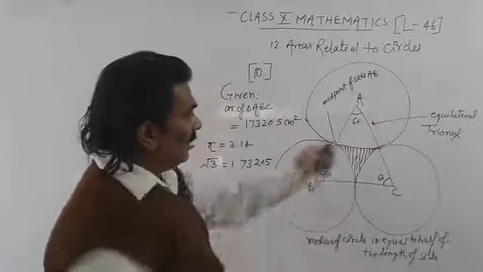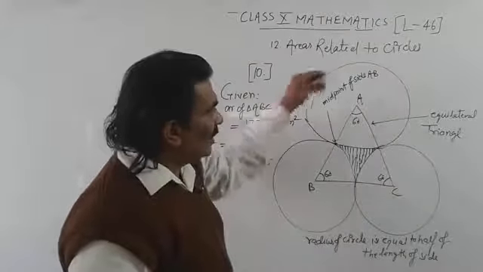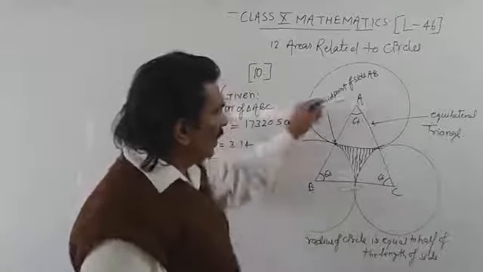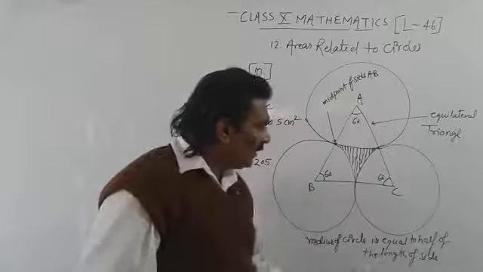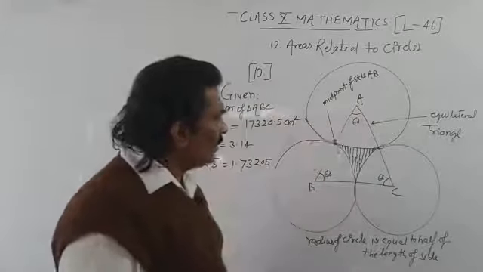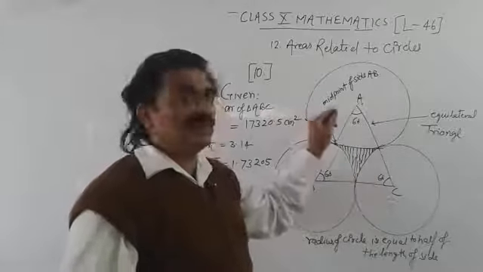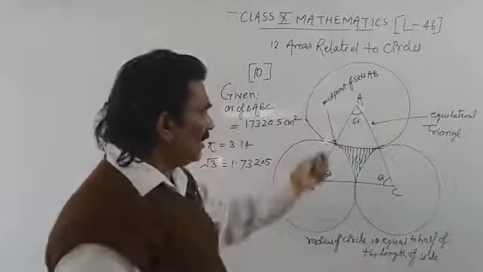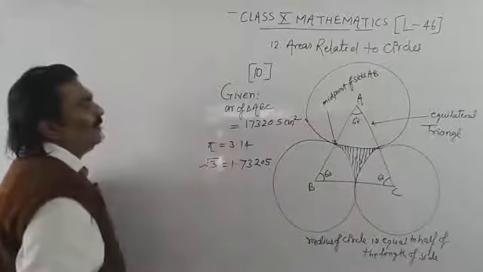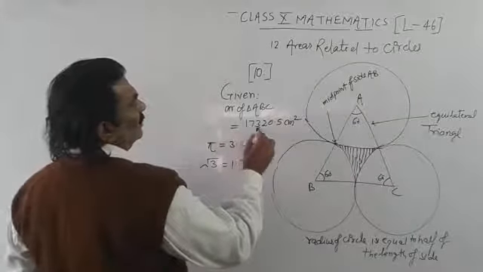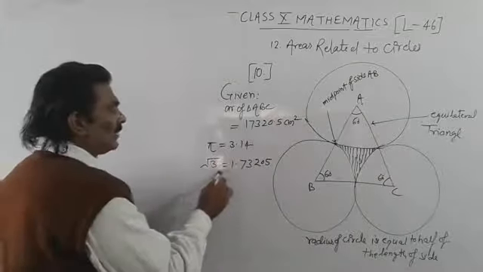So, with this equilateral triangle ABC, we have three circles whose centers are A, B and C, and the radius of each circle is equal to half of the length of the side. So radius means this is the midpoint, radius is half of AB, half of BC and half of CA, because all sides are equal. Triangle ABC is an equilateral triangle, so all sides are equal, and the area of this triangle is 17320.5 centimeter square, and we have to use pi as 3.14 and root 3 is given here.